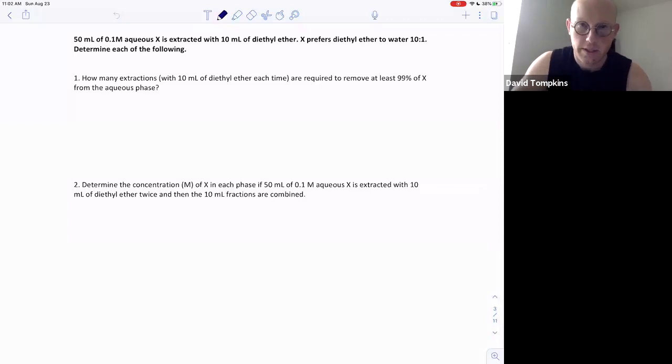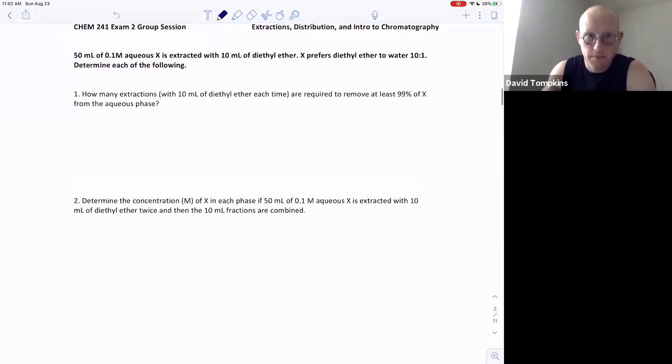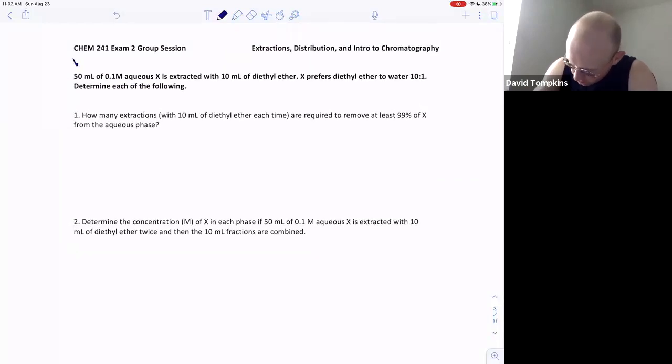Okay, so in this lecture, I now want to discuss some specific problems that employ the liquid-liquid extraction equations that we discussed and derived in the previous video. In this example, we're going to start with a 50 mil aqueous solution of X. So this 50 mils is V aqueous, or in this case, the original phase in which the X is originally solvated, V1. And we're extracting it with an organic layer, diethyl ether.